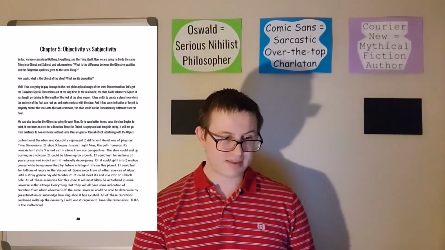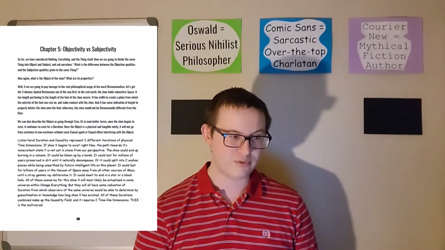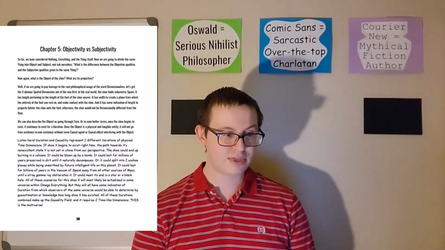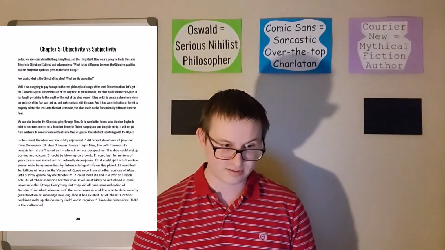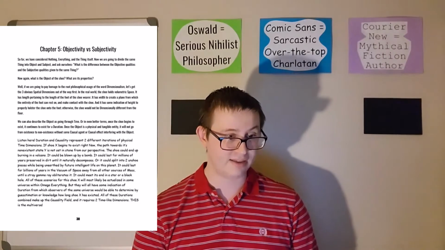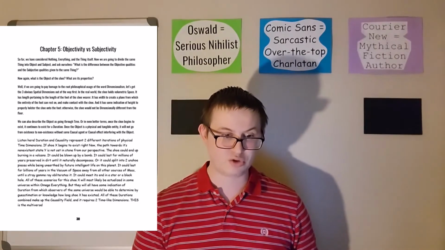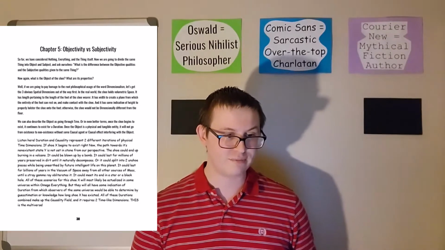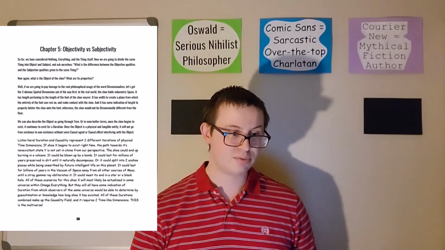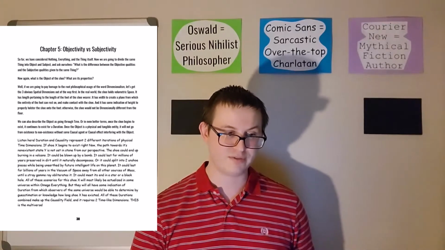Now again, what is the object of the shoe? What are its properties? Well, if we are going to pay homage to the root philosophical usage of the word dimensionalism, let's get the three obvious spatial dimensions out of the way first. In the real world, the shoe holds volumetric space. It has length pertaining to the length of the foot of the shoe wearer. It has width to create a plane from which the entirety of the foot can rest on and make contact with the shoe. And it has some indication of height to properly holster the shoe onto the foot. Otherwise, the shoe would not be dimensionally different from the floor.